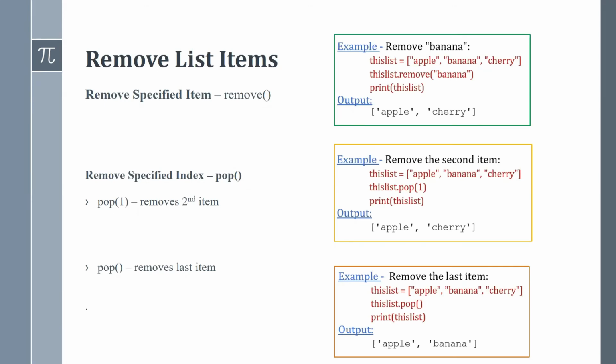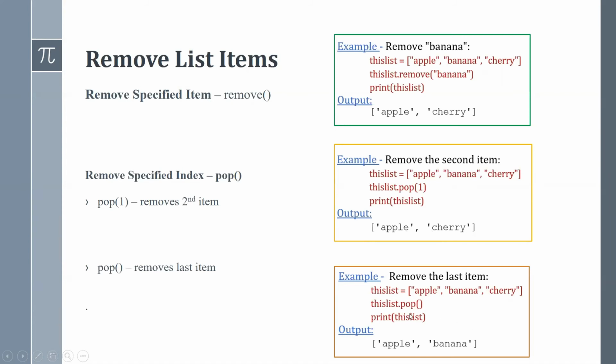Like other methods, we can also remove an element based on its index value. So when you tell pop of 1, it will remove the item at index 1 from the list. Here index 1 is banana, so banana is removed now. The output is apple and cherry.